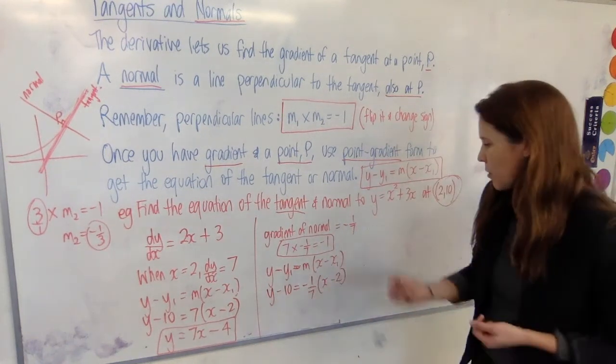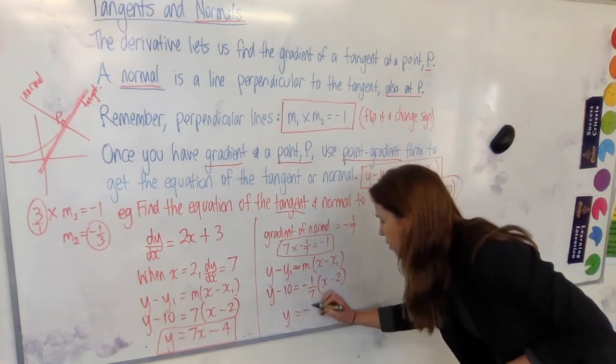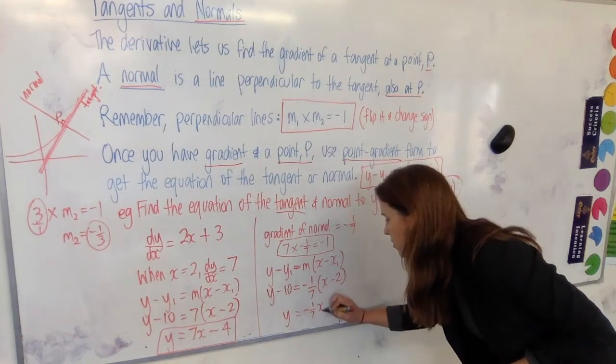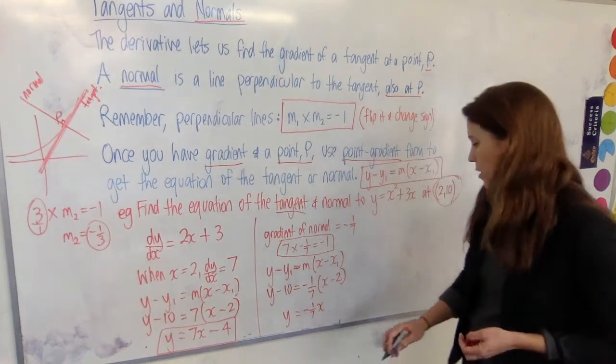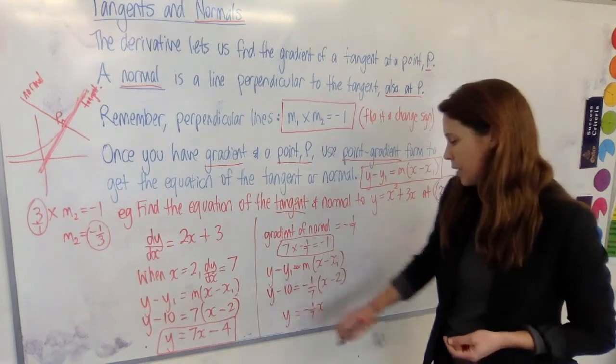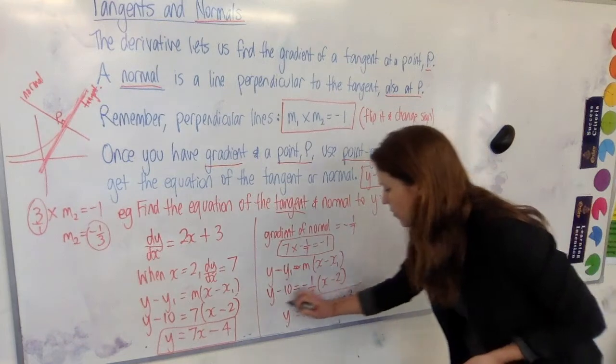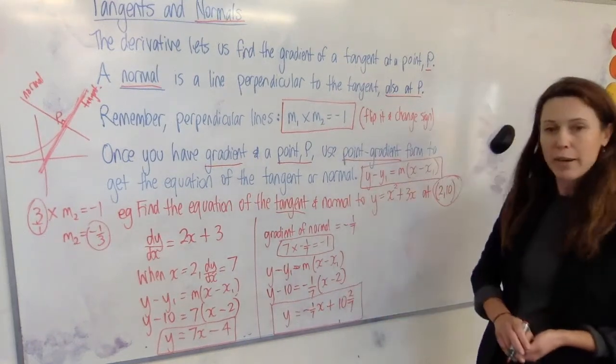So same as before, I'm going to get y by itself. I'm going to multiply out my brackets. I've got minus 1/7 x, or you can write minus x on 7, same thing. And I've got plus 2/7 plus 10. So I've got plus 10 and 2/7. And now I've got the equation of my normal.